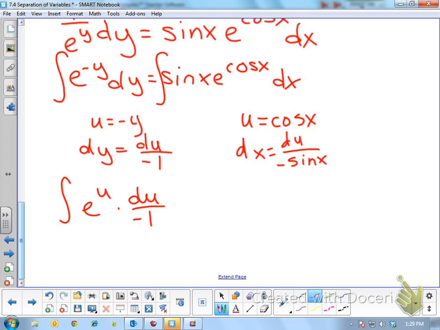So again, we have to go and do our replacing. We have the integral of sine x e to the u times du over negative sine x. Sorry, sine x is canceled, but we will still have that negative out front. And I guess maybe we shouldn't have used u twice since we're doing two different variables, but as long as you can follow along which one goes with which, that's fine.